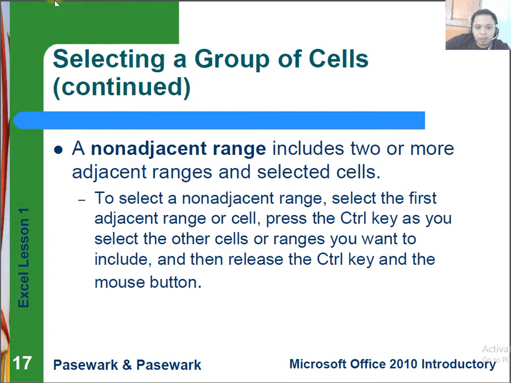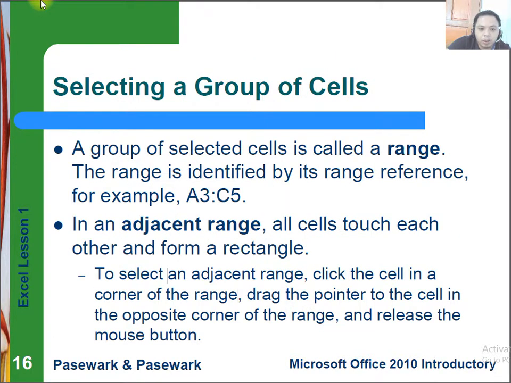To select a non-adjacent range, select the first adjacent range or cell, press the Control key as you select the other cells or range you want to include, and then release the Control key and the mouse button. Okay, so ganun po yung steps.